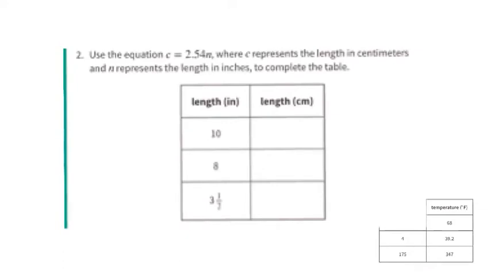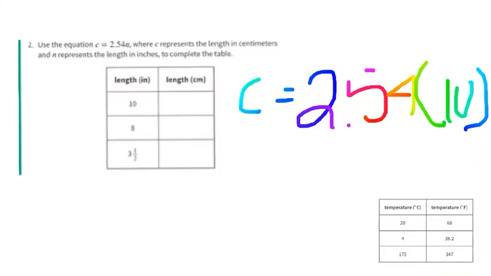Let's focus on question number 2, which asks us to use the equation C equals 2.54n. C is going to represent the length in centimeters, and n is going to represent the length in inches. So now we're going to be converting from inches to centimeters. So I'm going to move that to the side, and I'm going to draw out my equation now. I have C is equal to 2.54 times 10, because that was my first length in inches.